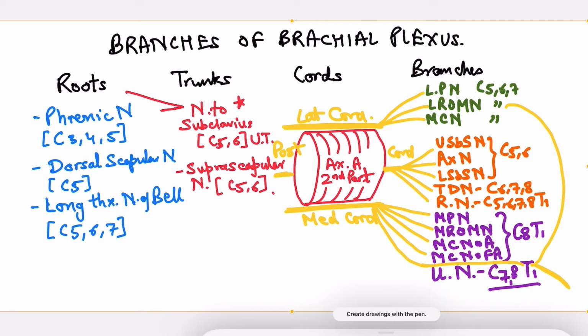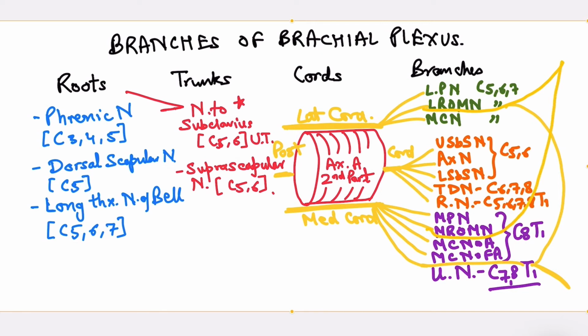And the diagram is still not complete because this lateral root of median nerve continues like this, while the medial root of median nerve joins this like this to form this nerve called median nerve. So in case they ask the root numbers for median nerve, remember it is C5, C6, C7, C8 and T1, just like radial nerve.